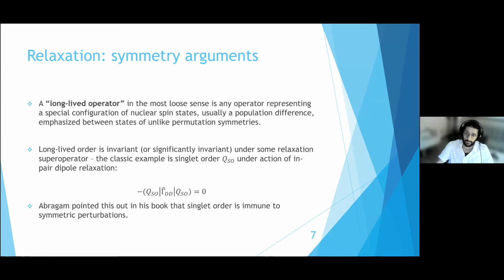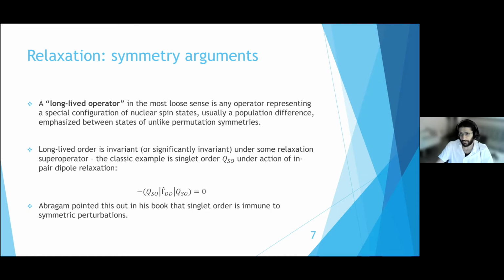Just to get it out of the way, let's say what a long-lived operator is. Very loosely, you don't even have to give a formal definition at this point. It's any operator representing a special configuration of nuclear spin states, usually a population difference emphasized between states of unlike permutation symmetries. And long-lived order must be invariant, or significantly or relatively invariant, under some relaxation superoperator.